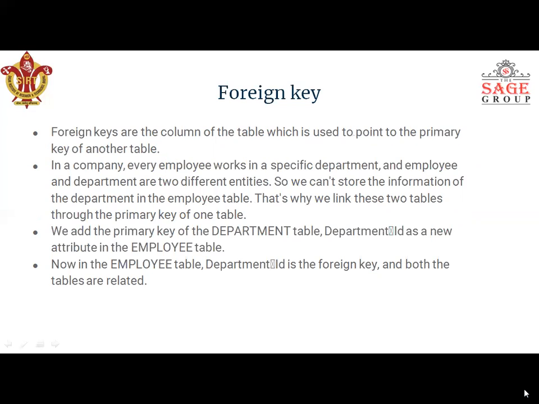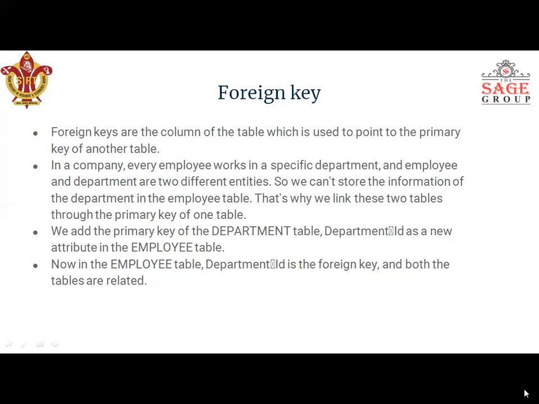Okay, the last one is our foreign key. So what is a foreign key? Foreign keys are the columns of a table which are used to point to the primary key of another table. Why do we need foreign keys? The concept of foreign keys is implemented because if we want to join two tables, we need a common column. In that case, the primary key of one relation is present in another table as a normal attribute. That attribute is used during the joining of tables. So that is the logic behind the foreign key.